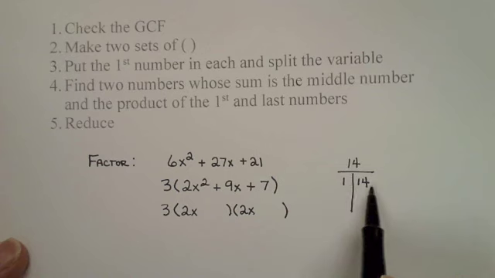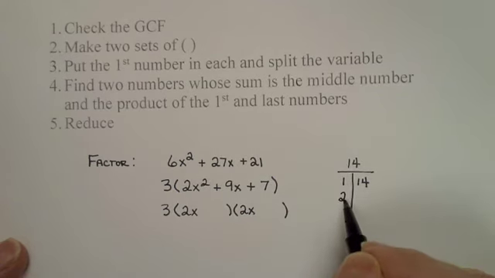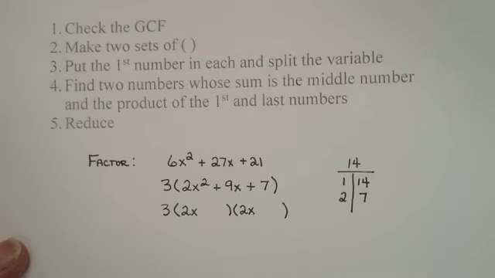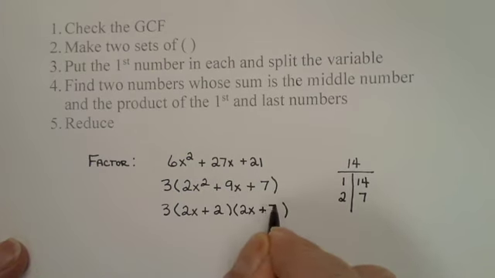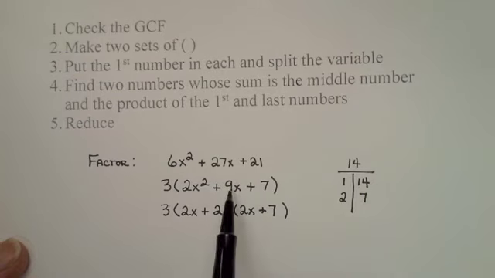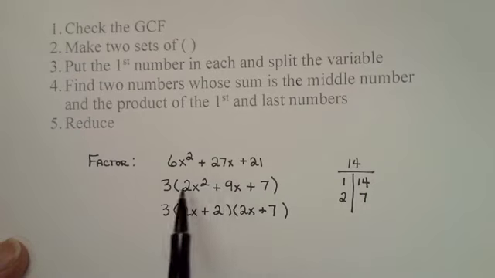Any way I can add or subtract these and get 9? No. Add them together, I get 15. Subtract, I get 13. 2 will go into 14 7 times. Any way I can add or subtract these and get 9? Yes. If I add 2 and 7, I get 9. So those are the two numbers I'm looking for. These two numbers multiply together to give me 14 and add together to give me 9.